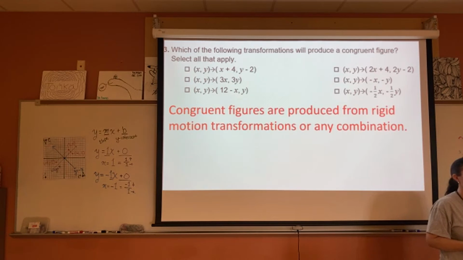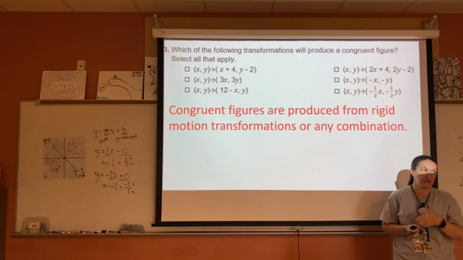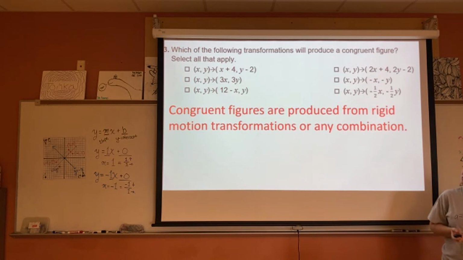We want the rigid motion, so we don't want dilations, right? So looking at these 6 options, can you identify the ones that are dilations so we can eliminate those as answer choices? What was unique to the dilation rule? Look at your dilation rule. What is different about that rule? What operation did that rule have that the others didn't? Multiplication. There we go, multiplication.